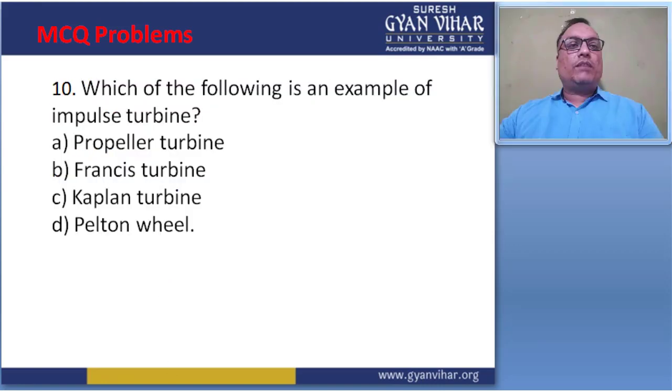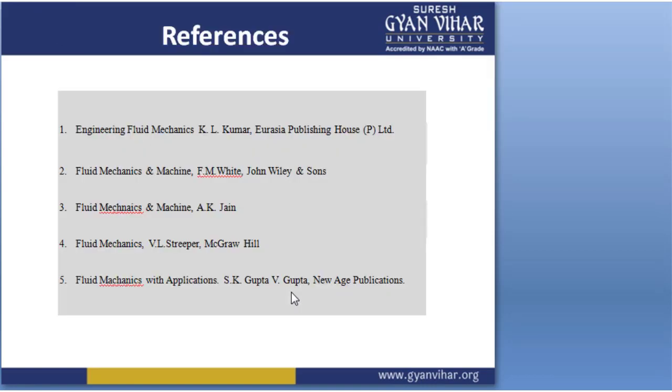This is the last question of this series. Which of the following is an example of an impulse turbine? Propeller turbine, Francis turbine, Kaplan turbine, or Pelton wheel turbine. So the correct answer is Pelton wheel turbine. The only impulse type of turbine here is the Pelton wheel turbine. Kaplan and Francis are both reaction turbines. So move to the references of this lecture.